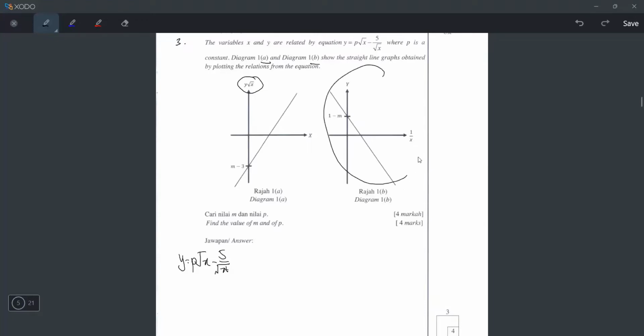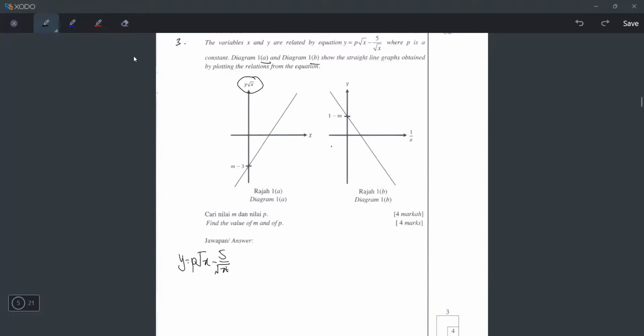But there's another straight line that can be drawn. But for the other straight line, they never give you the y-axis. Can you see they just put a capital letter Y? So the capital Y means they never tell you, but they do tell you the x-axis is 1 over x. So it's okay.